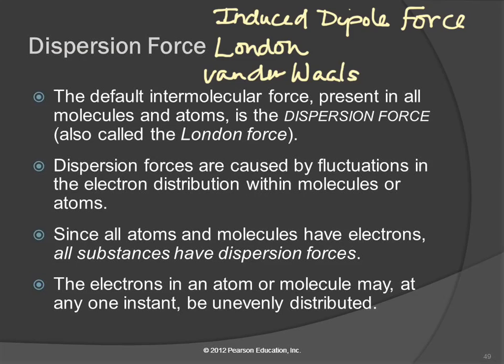And these are caused by fluctuations in the electron distribution within the particles of the matter. All atoms and molecules have electrons. All substances have dispersion forces. What happens is that the electrons in an atom or a molecule at any given instant might be unevenly distributed, might be kind of lopsided.